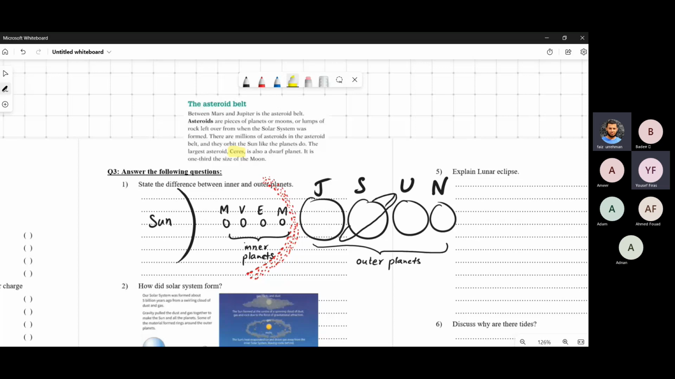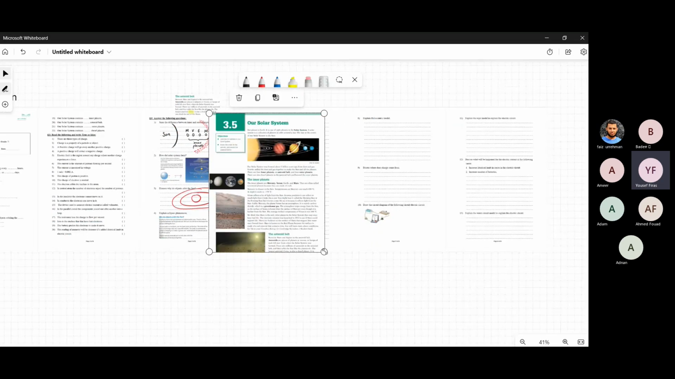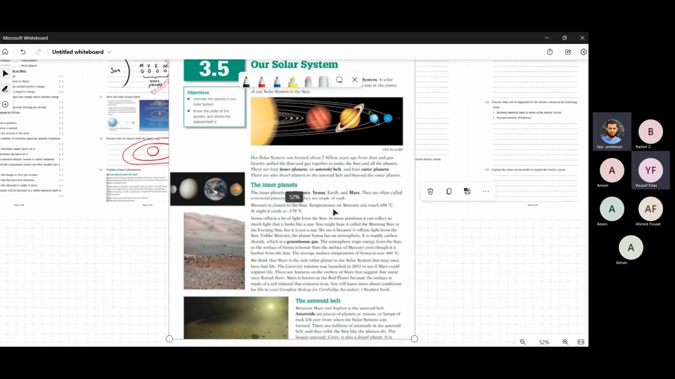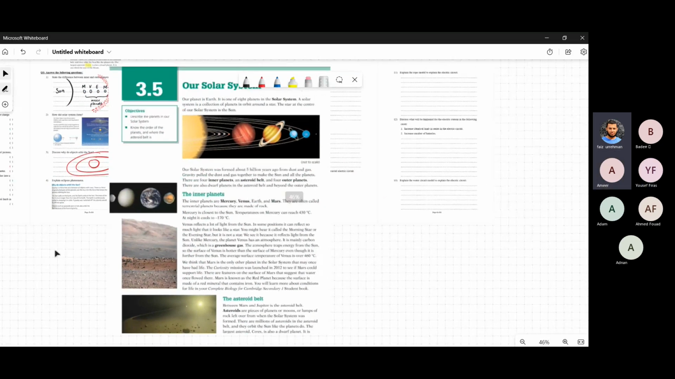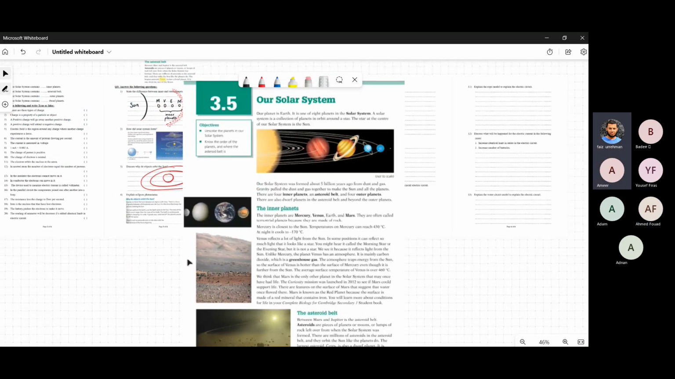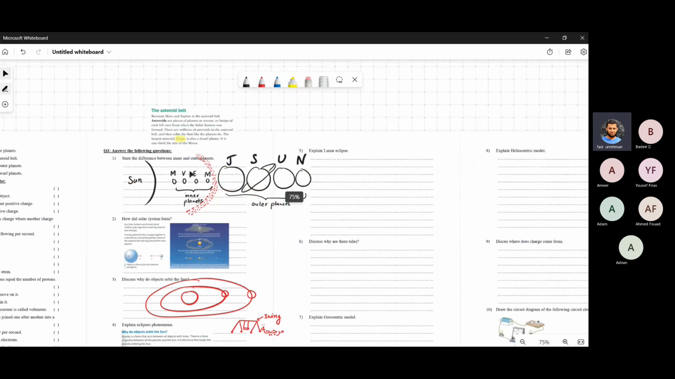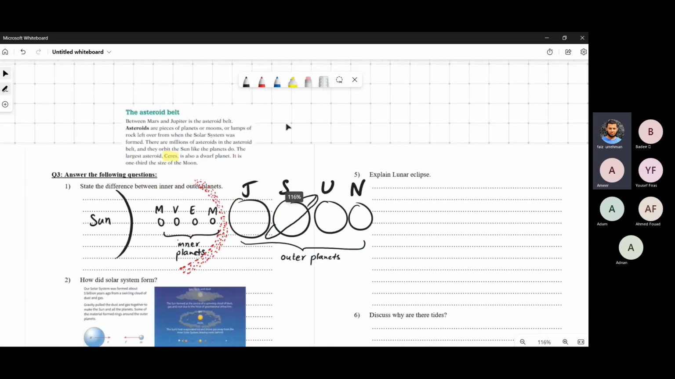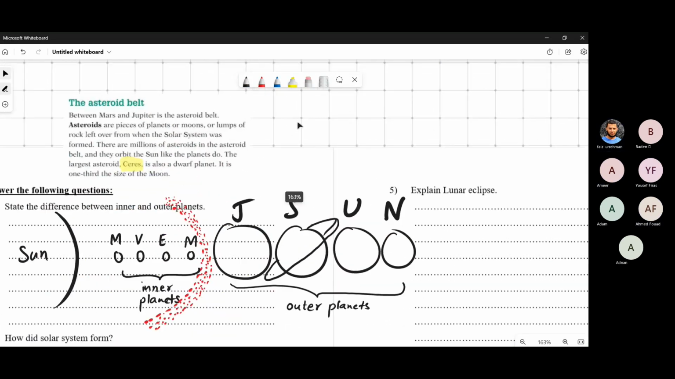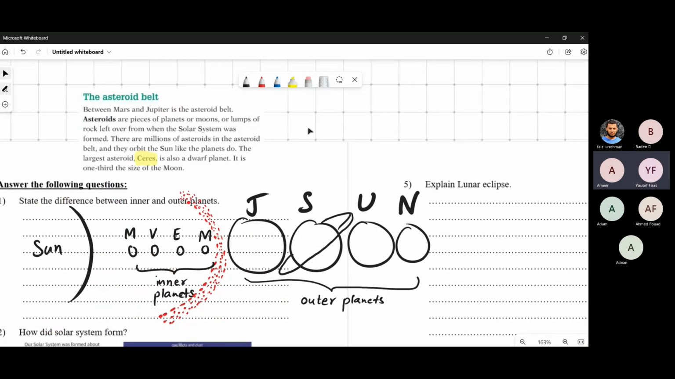They said here, the asteroid belt between Mars and Jupiter contains much smaller pieces of rock and one dwarf planet. No, this page is not from your book. This page? Mr. Walmart version. Mr., it's not the Walmart version. This is the iPhone version. Mr., for you in your book it's chapter 3, but in our book it's chapter 5.